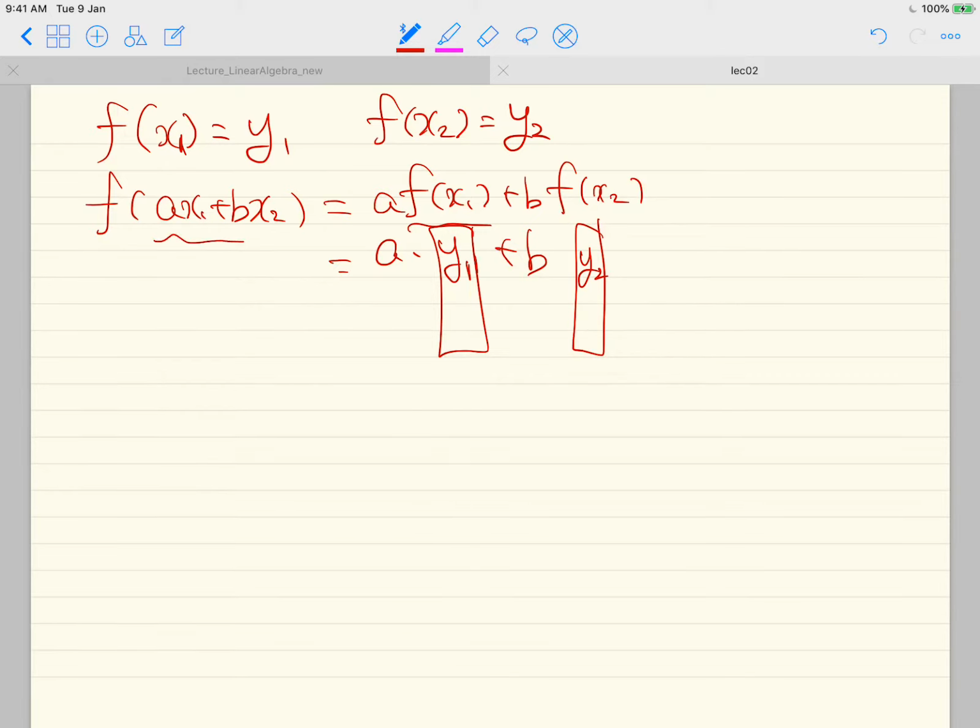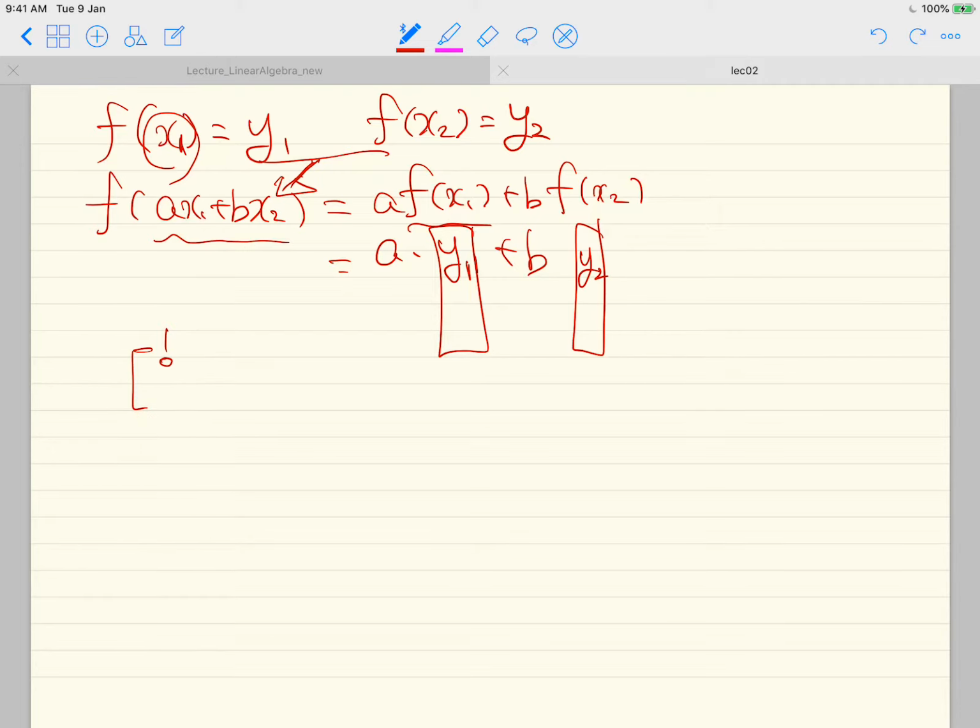Okay, this linearity should be satisfied for any choice of x1 and x2, right? So this linearity should always be true, regardless of any choice of x1 and x2. So let's imagine x1 as 1, 0, 0, 0, because we are talking about the 5-dimensional vector.